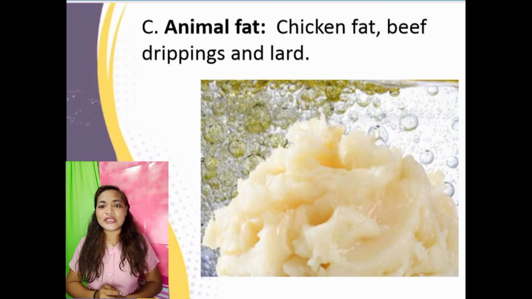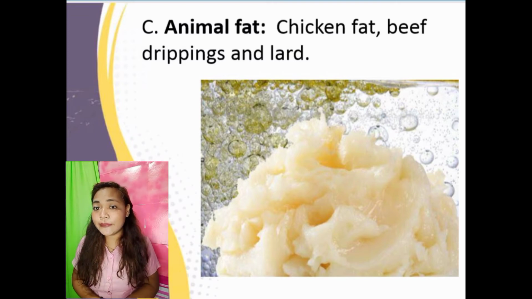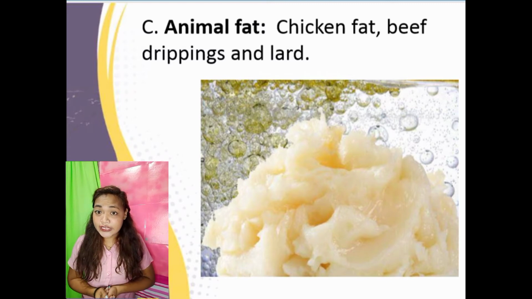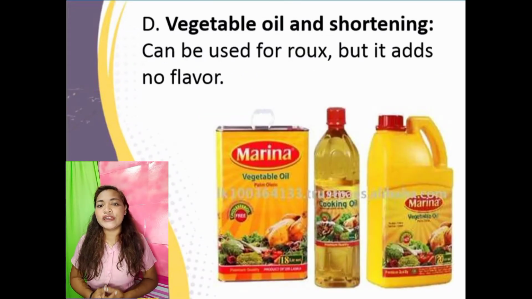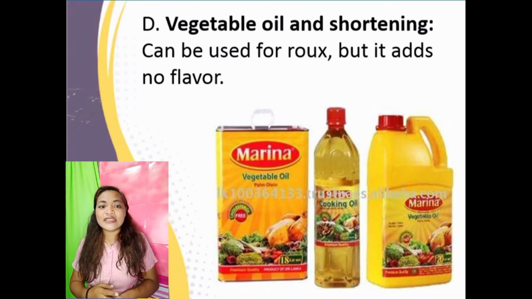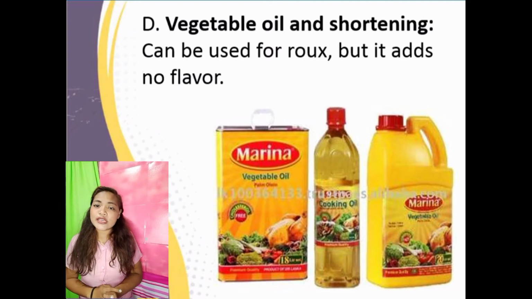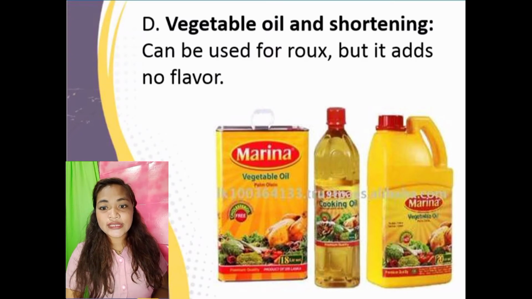Next, we have the animal fat. Animal fat is the fat coming from chicken, beef drippings, and lard. As you can observe, pag butter ang ginamit natin, yellow yung color niya. Pag naman animal fat, white yung kanyang kulay. Next, we have the vegetable oil and shortening. It can be used, but it adds no flavor. So pwede natin siyang gamitin as our fat in making sauces, pero wala siyang additional flavor sa ating sauces.